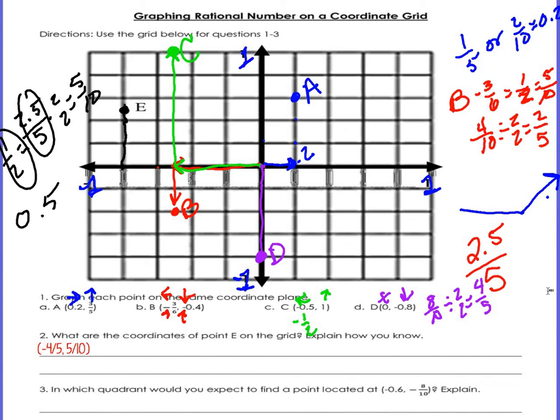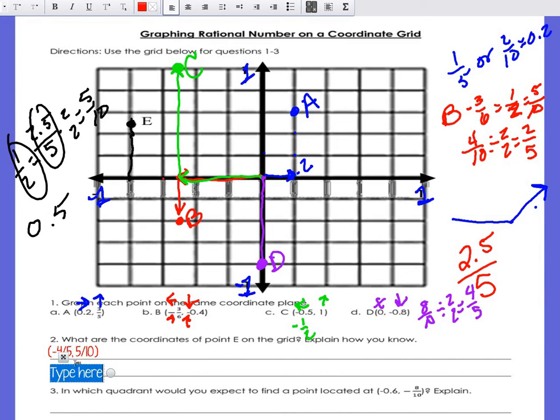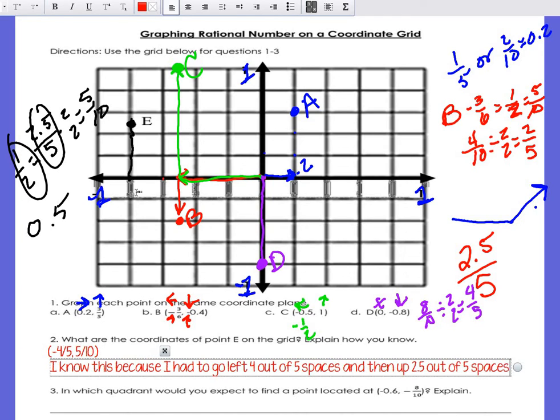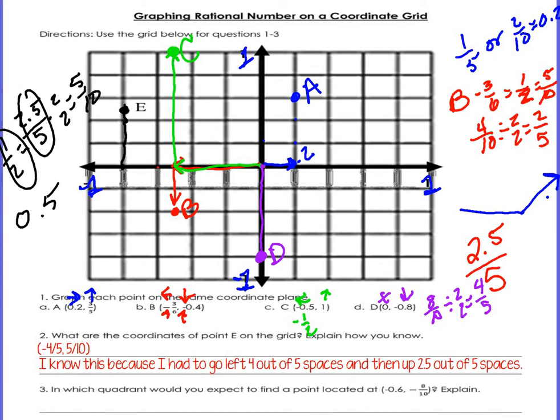Okay, and how do I know that it is -4/5 and 5/10? I know this because I had to go left 4 out of 5 spaces, and then up, and I had to go up 2.5 out of 5 spaces. All right, so you're just explaining how the direction helps you figure out what your coordinate is. You don't have to overthink this. The hardest part is going to be to find those equivalencies.